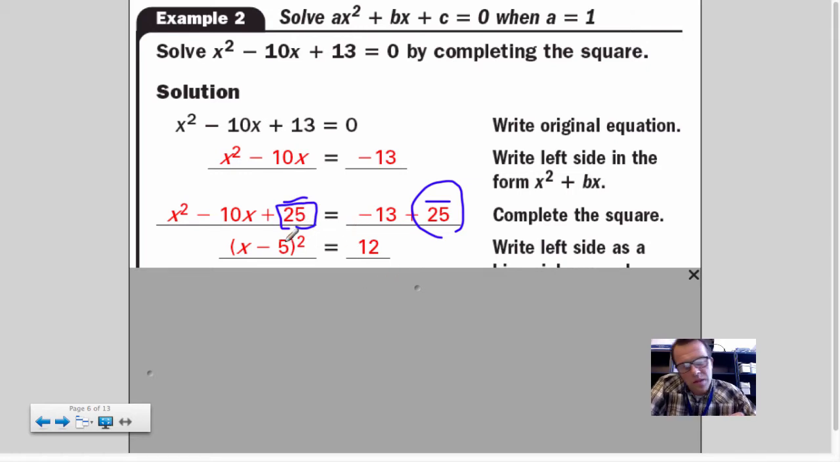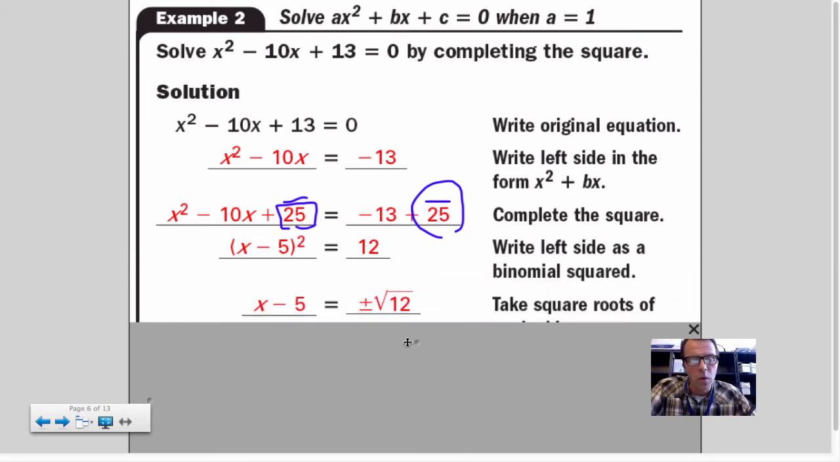What's my next move? From here you should say, I got it. I've already solved these types of equations from section 5.4. I take the square root of both sides, plus or minus.